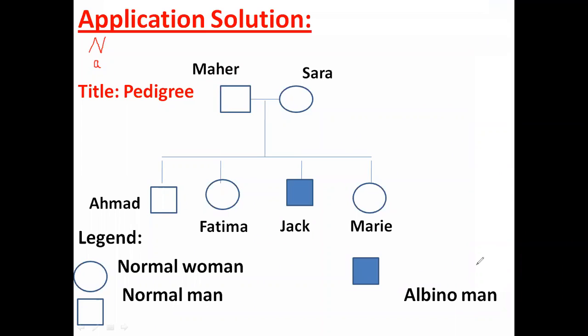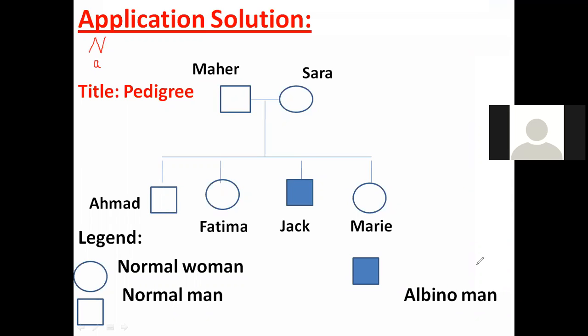Yes, Joel, what do you think? Ustaz, repeat the question, please. What is the genotype or the possible genotype or genotypes for Jack? It is AA since the albino allele is recessive.